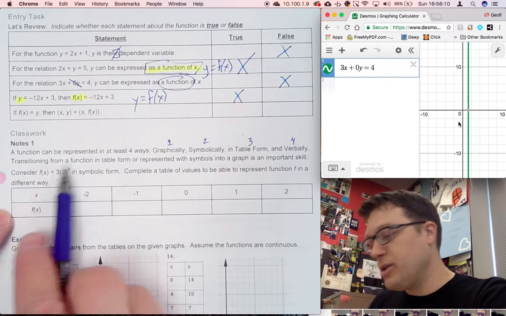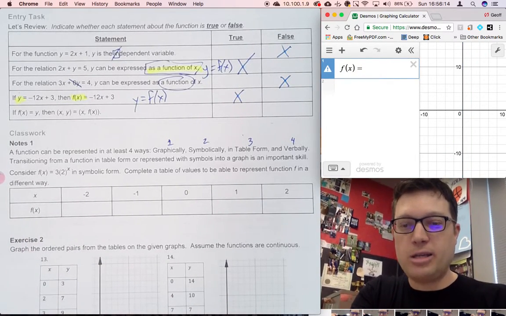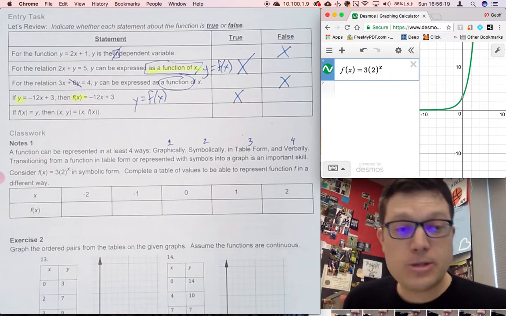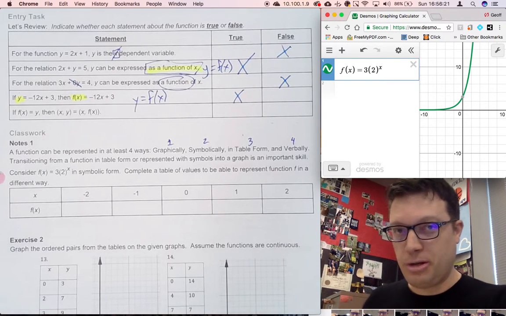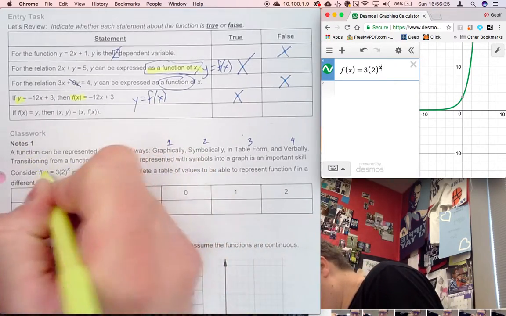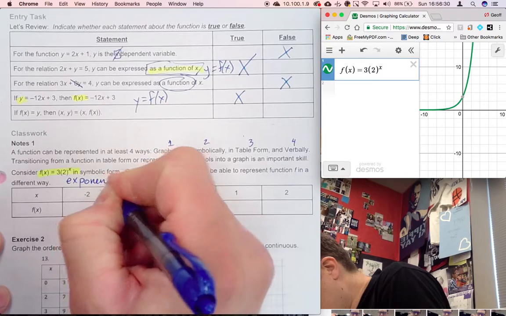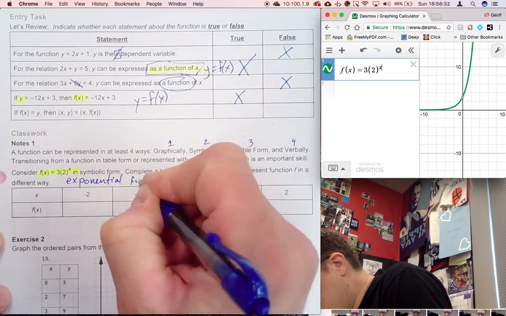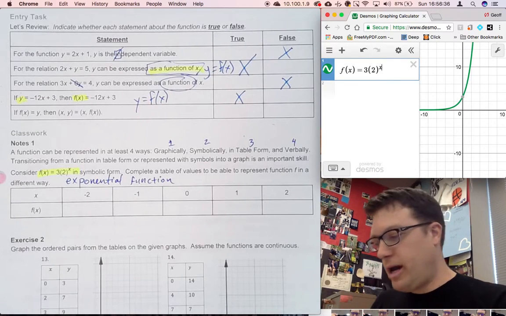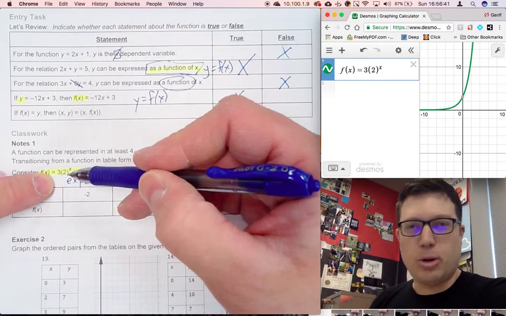So let's consider this function, f of x equals... Desmos is going to be our friend. F of x equals 3 times 2 to the power of x. Now this is called an exponential function. It's something important to write down. I'm going to highlight it and then make sure that I comment on it. Right, it's an exponential function because we have the x, the unknown variable, in the position of an exponent.